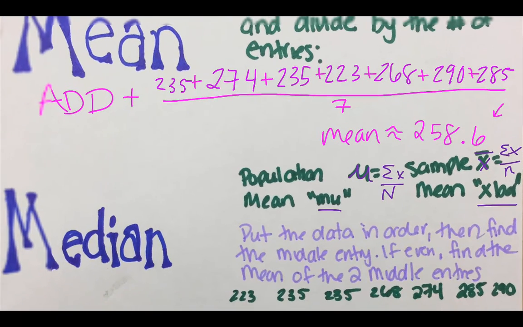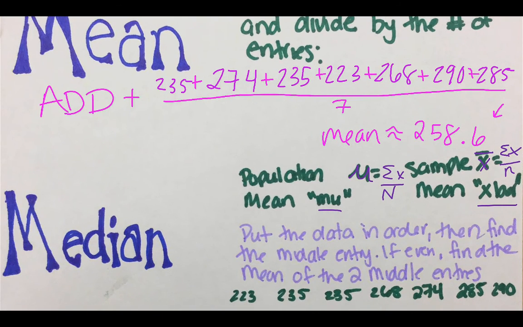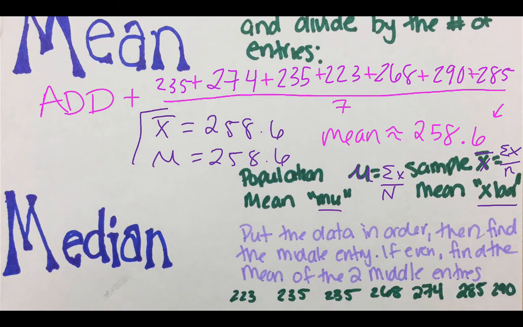So the difference here would be if these were 7 Pre-Calc Math scores from all my students, instead of saying mean is 258, I would say that the mean x bar is 258.6. But if I only had 7 AP Stats students and that was everyone's score, then I would write out my mean like this. So depending on the situation, you'll use x bar or you'll use mu. And that's just the small discrepancy there.